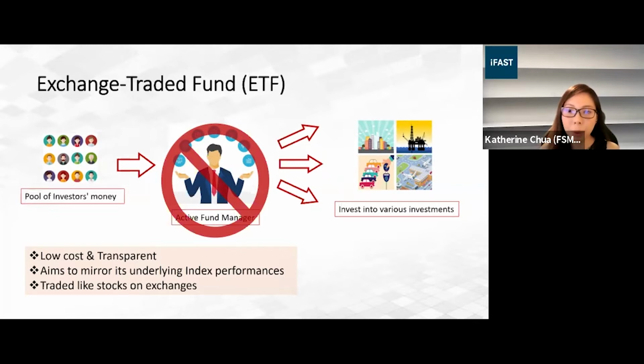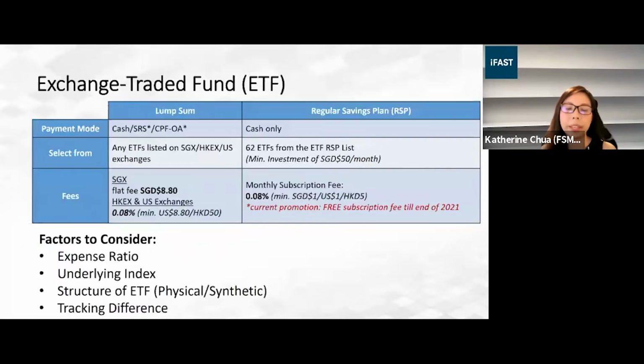But most ETFs out there are passively managed. This means that the fund manager doesn't do any cherry picking. Their main aim is to copy the underlying index. Without an active manager, the management fees are also a lot lower. There's also higher transparency because ETFs are required to publish their investment holdings daily. On our platform, same as stocks investment, you can invest in Hong Kong, Singapore, and US exchanges.